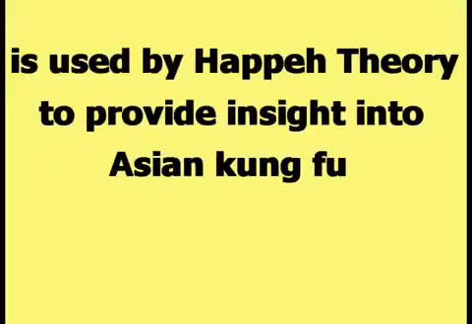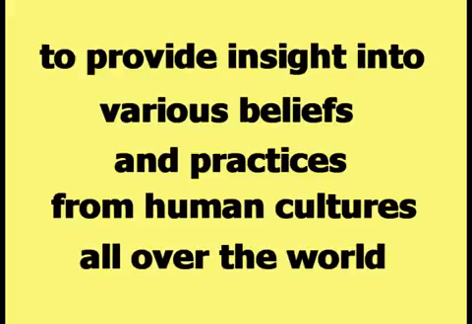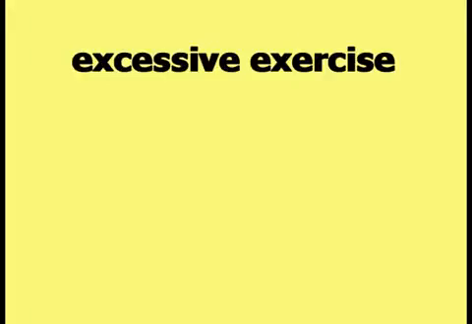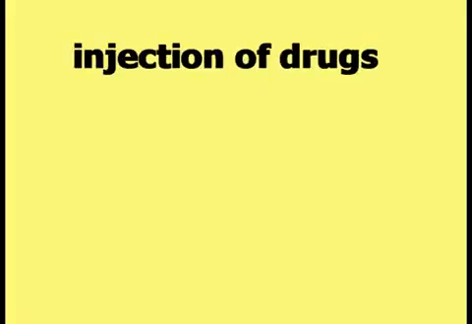The knowledge that various areas of the human body can behave as if they are constructed from elliptical shapes is used by happy theory to provide insight into Asian Kung Fu, to provide insight into various beliefs and practices from human cultures all over the world, and to provide insight into the specific changes to the human body that can be caused by masturbation, excessive sex, excessive exercise, snorting of drugs, injection of drugs, and anorexia.